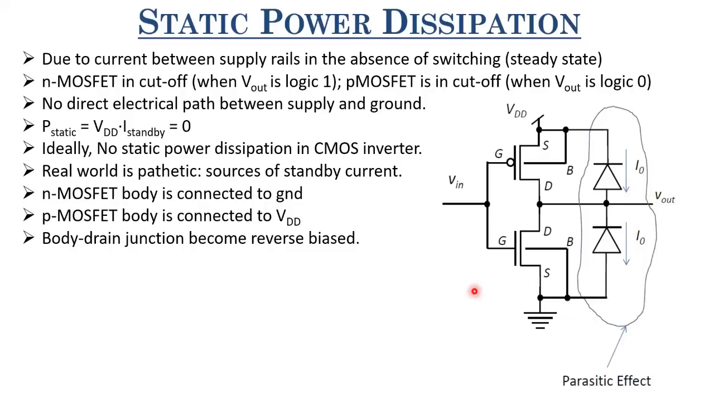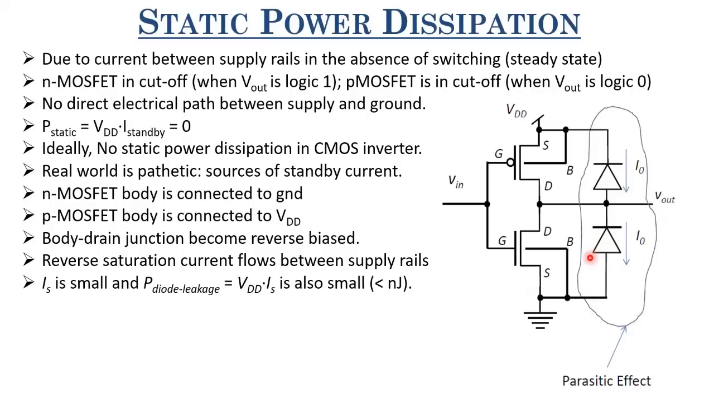So in either case, these body and drain junctions are either reverse biased or unbiased, and reverse saturation current flows. Flows between what? Flows between either VDD and ground when Vout is ground, or Vout when it is VDD and ground, right? And what is the magnitude of current that flows? It's the reverse saturation current, which is pretty small. I mean, you can neglect it always.